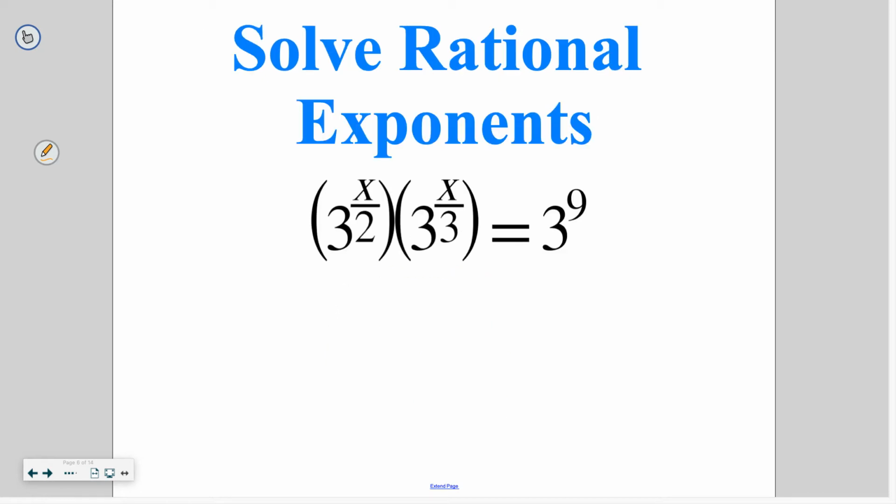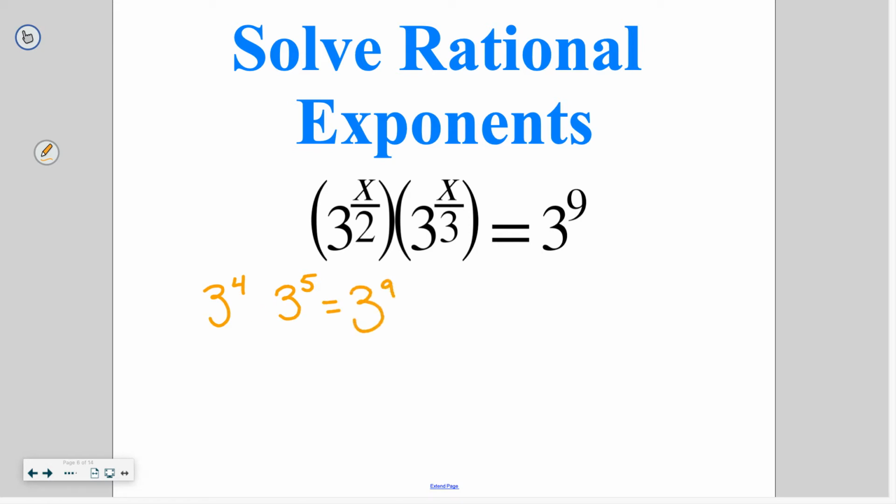Next thing we're going to talk about is how we can solve with rational exponents. Right now you see we've got 3 to the x over 2 power times 3 to the x over 3 power equals 3 to the 9th power. This is where it's important that we remember those rules for exponents from our lesson yesterday. Remember, if you are multiplying with the same base, 3 to the 4th power times 3 to the 5th power ultimately ends up as 3 to the 9th power.